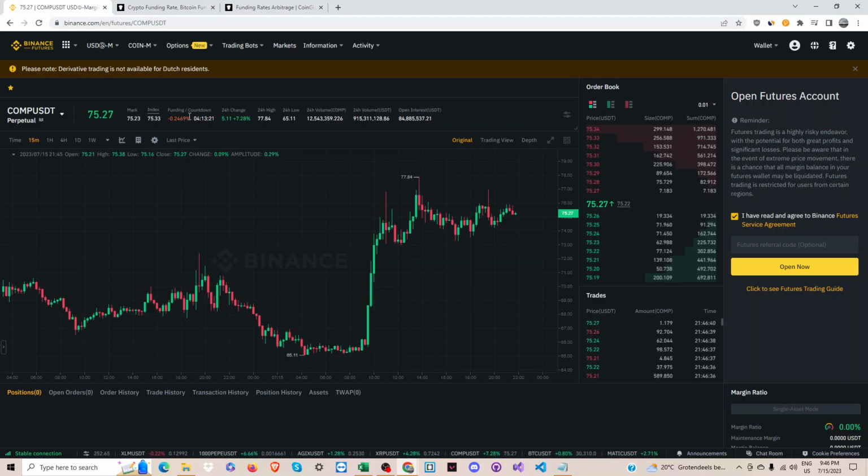In this case, let's focus on the funding rate. The funding rate at the moment is minus 0.24%, and the countdown is 4 hours. The reason why it's negative means that the short traders, everybody that has a short position in comp, has to pay the long traders minus 0.24%.